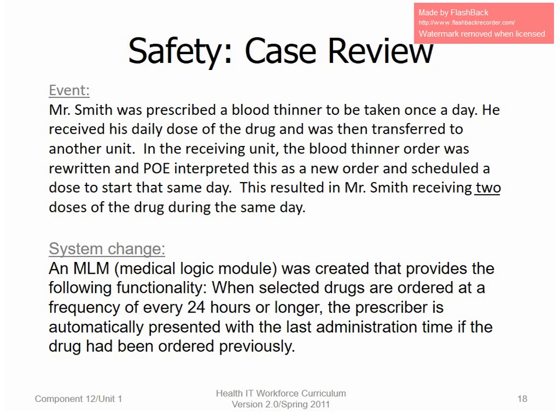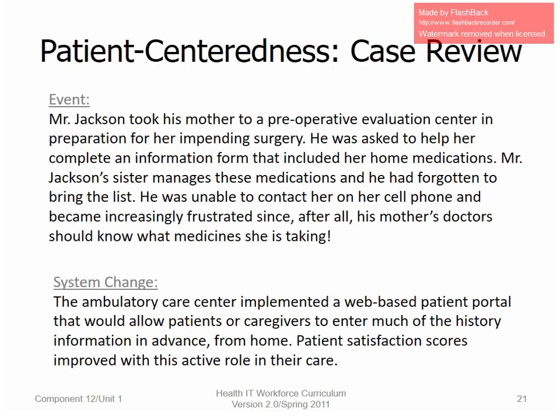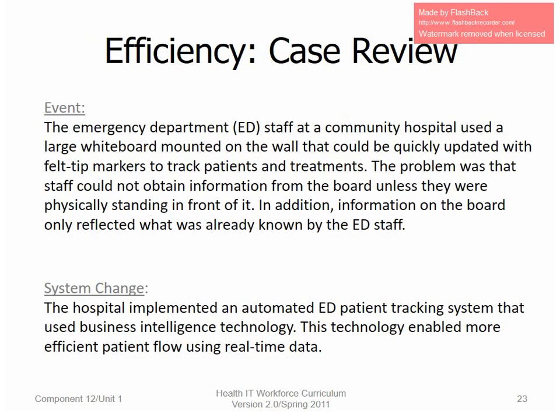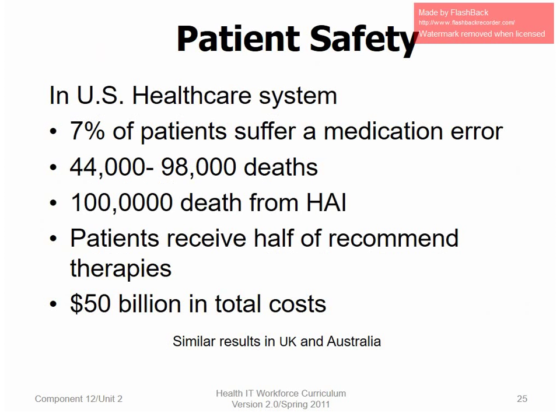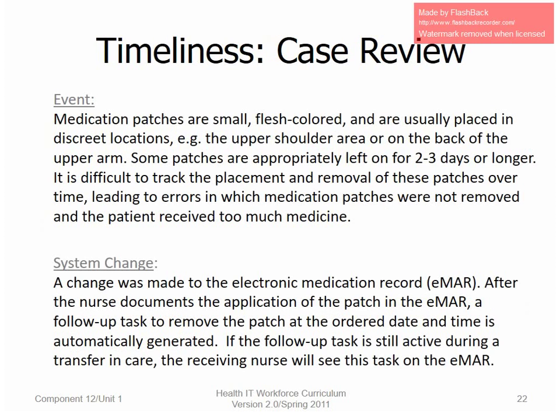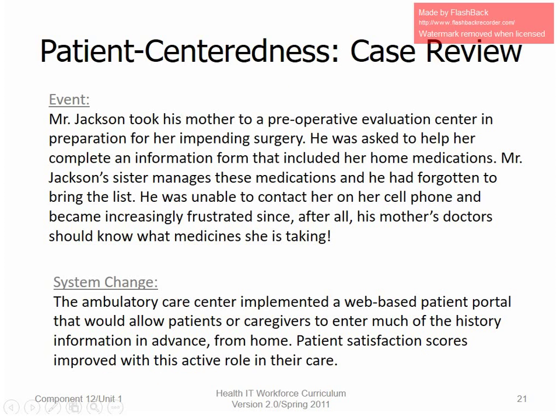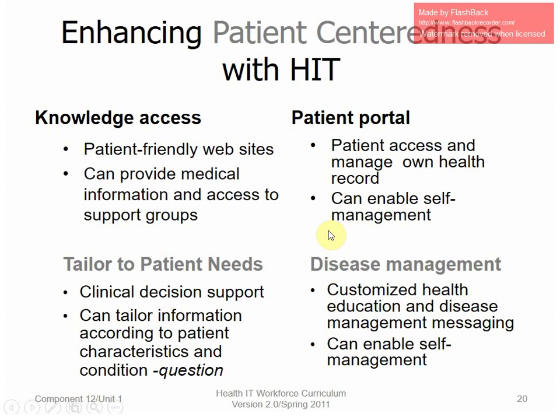This is an example of the case reviews. So we've got safety, we've got effectiveness, we've got patient-centeredness, timeliness, efficiency, and equity. These are the case reviews that you will need to review to use for your discussion forum. Patient-centeredness, we'll talk a little bit about. Patient-centeredness is really putting the patient at the center of everything. They should be very involved in their care. Their family should be involved in their care. And they need to have tools to help be part of their care.